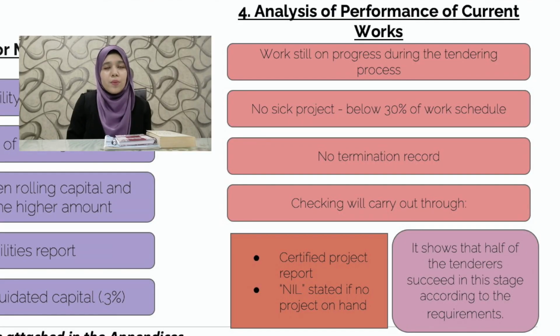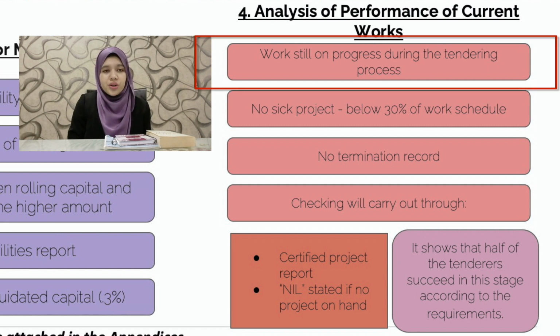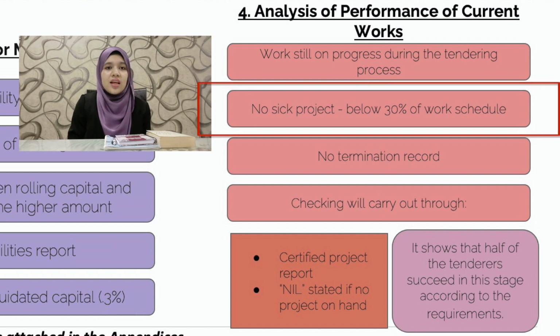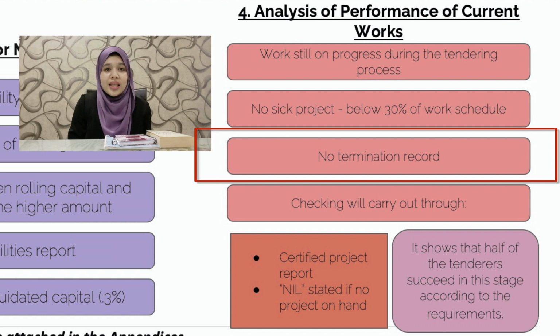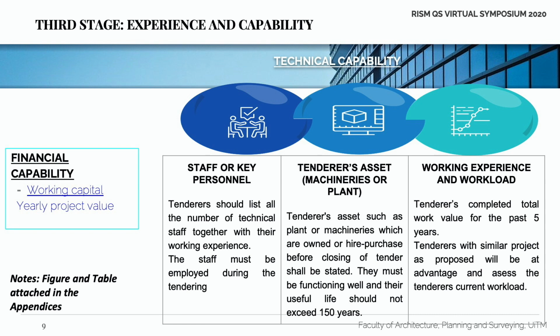The last step of the second stage is analysis on performance of current work, which QS will check work still on progress during the tendering, and there are no work below 30% of work schedule, and there is no termination record. The final stage, which is the third stage, will evaluate on the financial and technical capability.